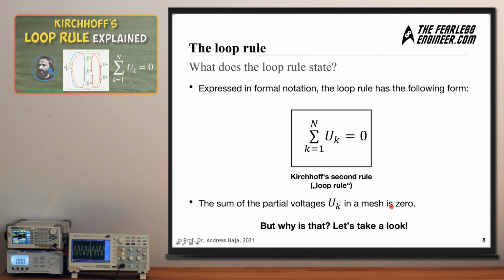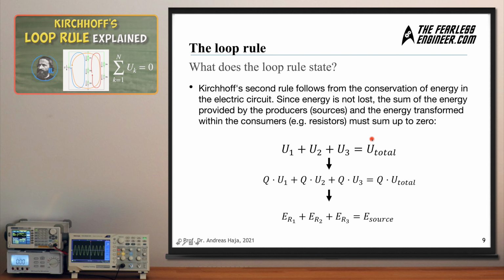But the question still is, why is that the case? We can see this rule, we can understand its meaning from a mathematical viewpoint, but why is it like this? Let's take a look at the explanation. This is basically the statement of Kirchhoff's loop rule. The sum of all voltage drops across passive components such as resistor 1, resistor 2, resistor 3, is identical to the potential difference generated by a power source.